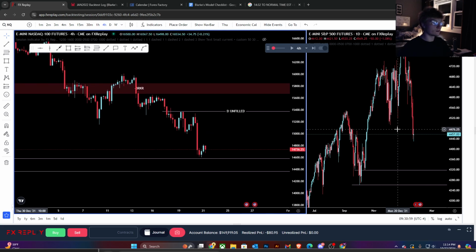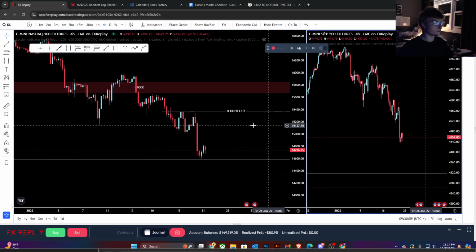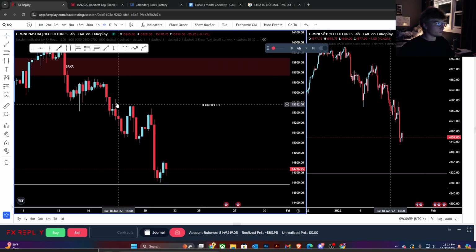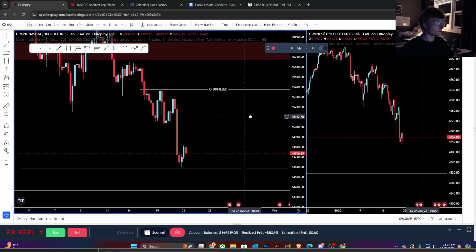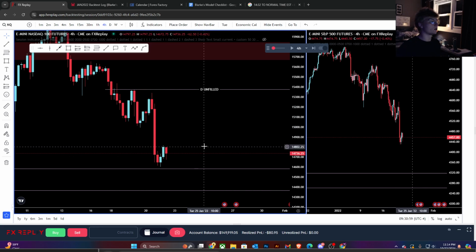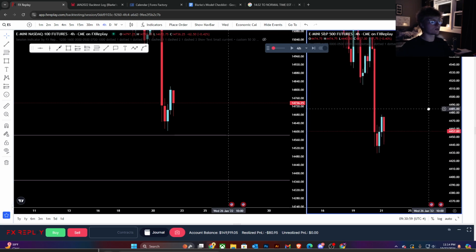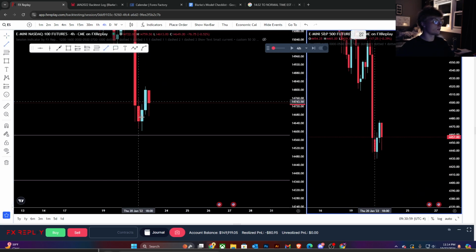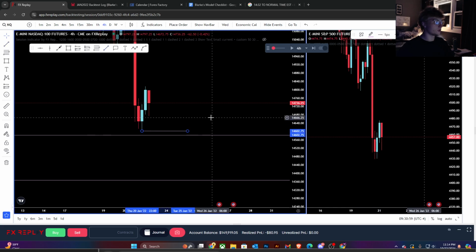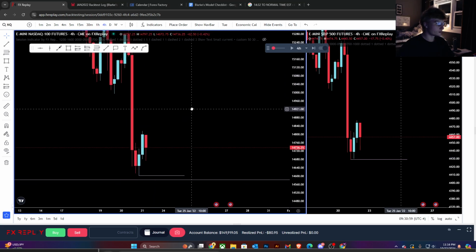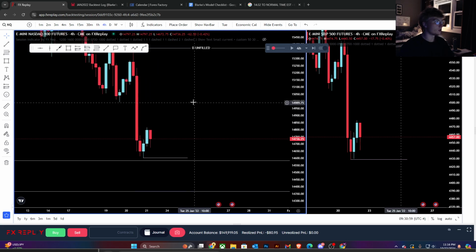4 hour. But yeah, we are inside of a 4 hour bearish gap right now. Looks like we do have this 4 hour swing below us as well. Right there. Mark that up. But yeah, gonna be leaning more bearish here.